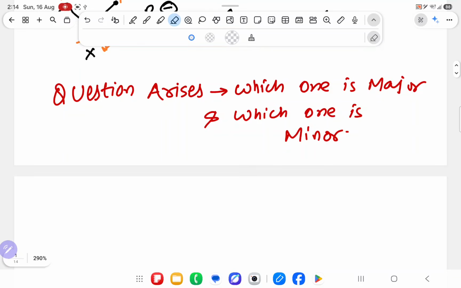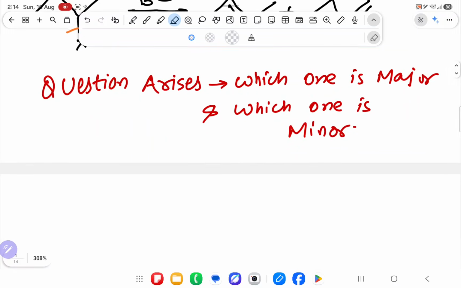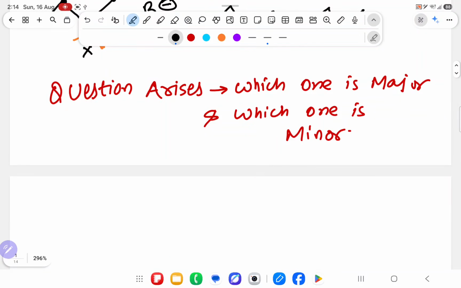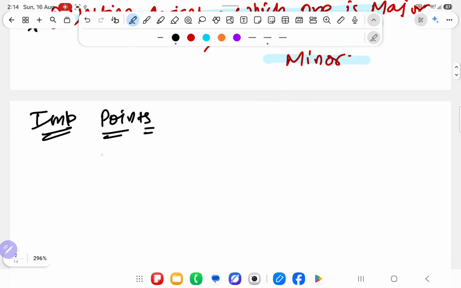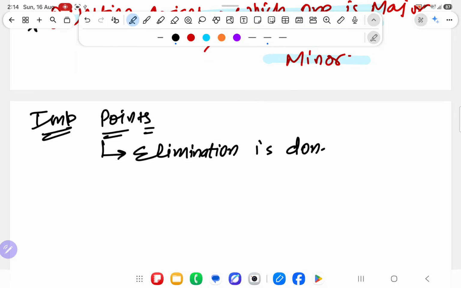Before going to judge major or minor, first of all I will tell you the most important point. The first important point is how we are going to judge which one is major and which one is minor. First that question arises, and I will clear it. The second important thing is one important point regarding the E2 mechanism. Suppose I have given over here, I will write the point: that elimination is done is anti-elimination. Which elimination?